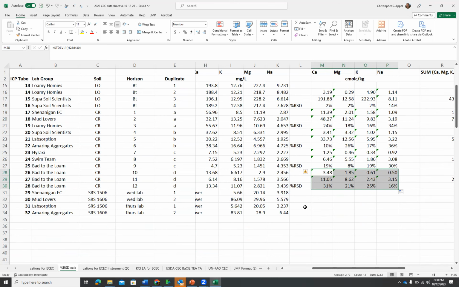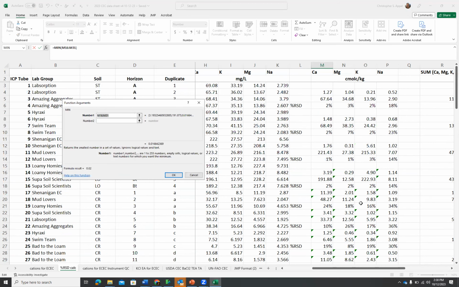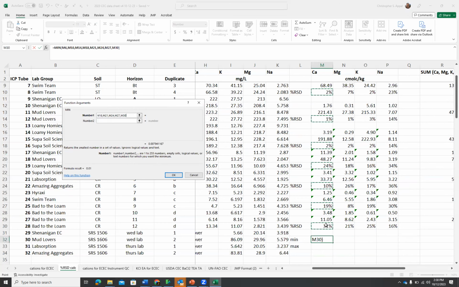And then if you're ready, you can have Excel calculate your min and your max if you want. We do, just because it's part of our data analysis. And when we do deal with the Costa Rica soils, we've already done it. Right, so done.